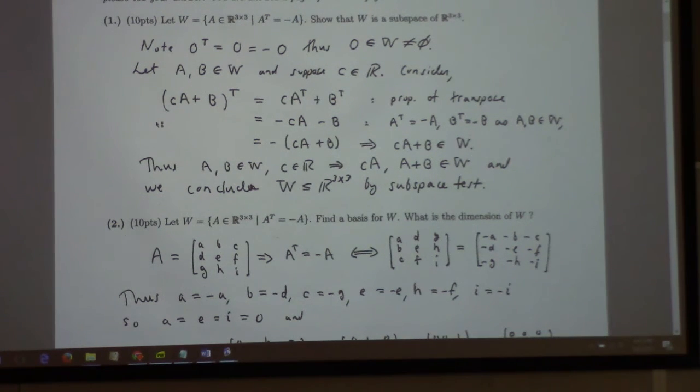How about this? What if I asked you to find a basis for this subspace? Could you do it? These are 3 by 3 antisymmetric matrices. What dimensional vector space is this W?